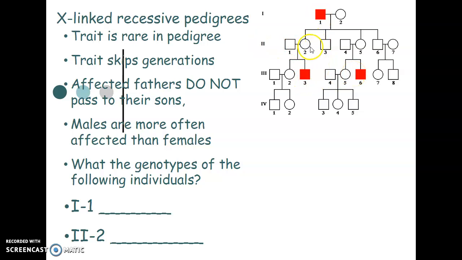But II-2, this female: the only way her son can get an X-linked recessive trait is to get it from her. So she must be a carrier. Her genotype would be X capital H, X little h. And she gave that X little h to her son, and that's how her son got the disease.